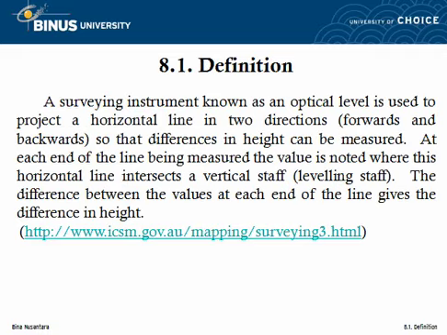Definition. A surveying instrument known as an optical level is used to project a horizontal line in two directions, forwards and backwards, so the difference in height can be measured. At each end of the line being measured, the value is noted where this horizontal line intersects a vertical step, or we can say it leveling step.